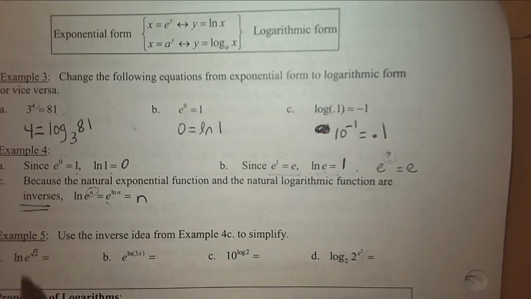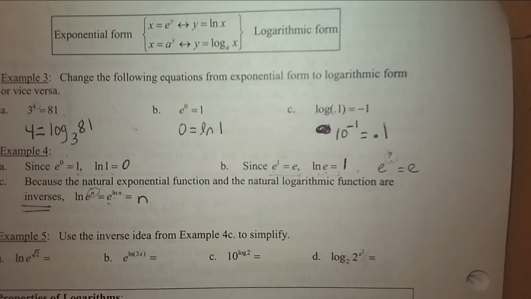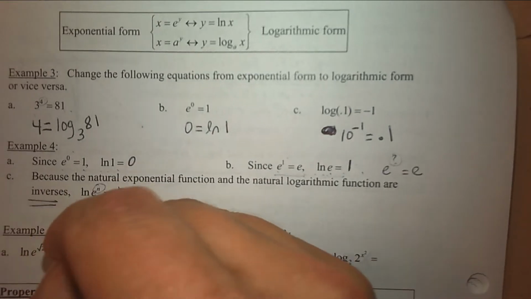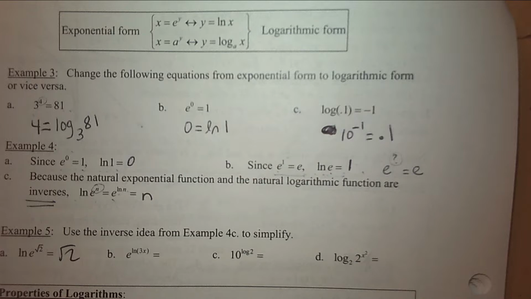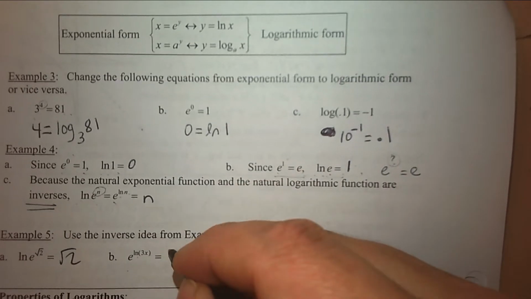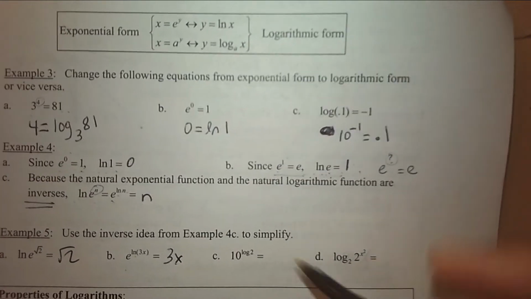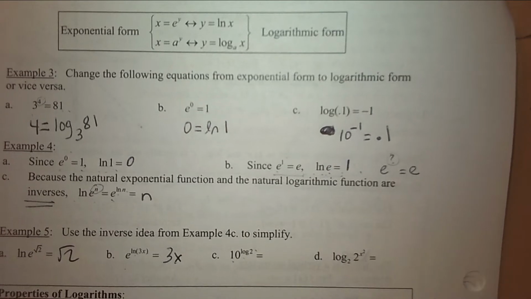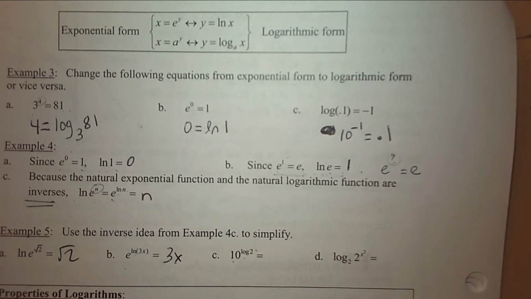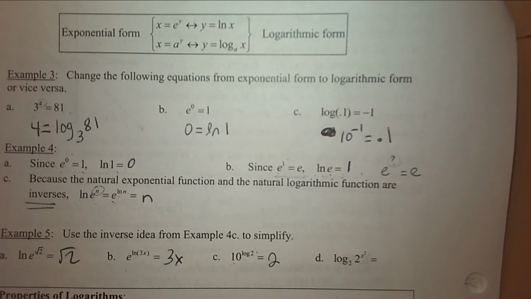This is the easiest one we're going to do. ln e to the root 2. If they undo each other, what are you left with? Root 2. Can't be that easy, right? e to the ln 3x. If they undo each other, what are you left with? 3x. 10 to the log 2. What's the base you don't see when it's a common log and an empty base? It's 10, right? They undo each other and you're left with 2.